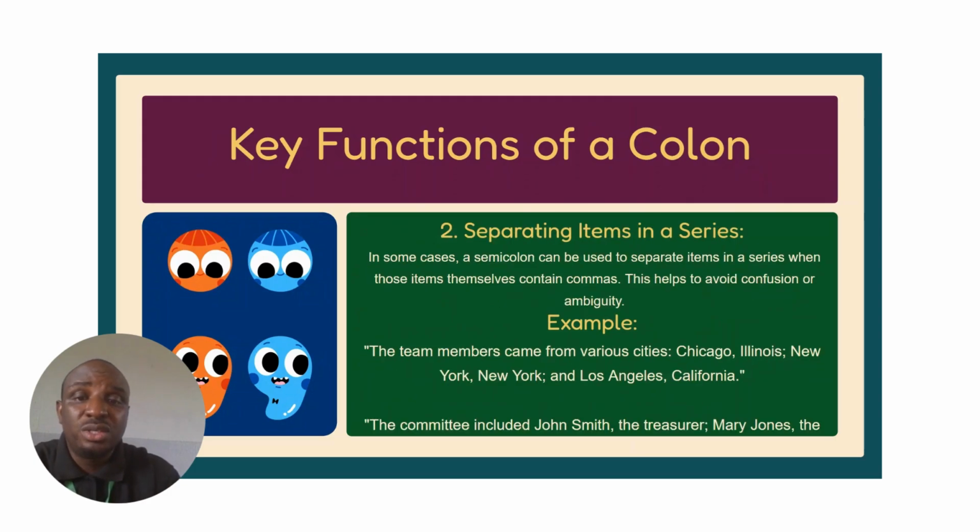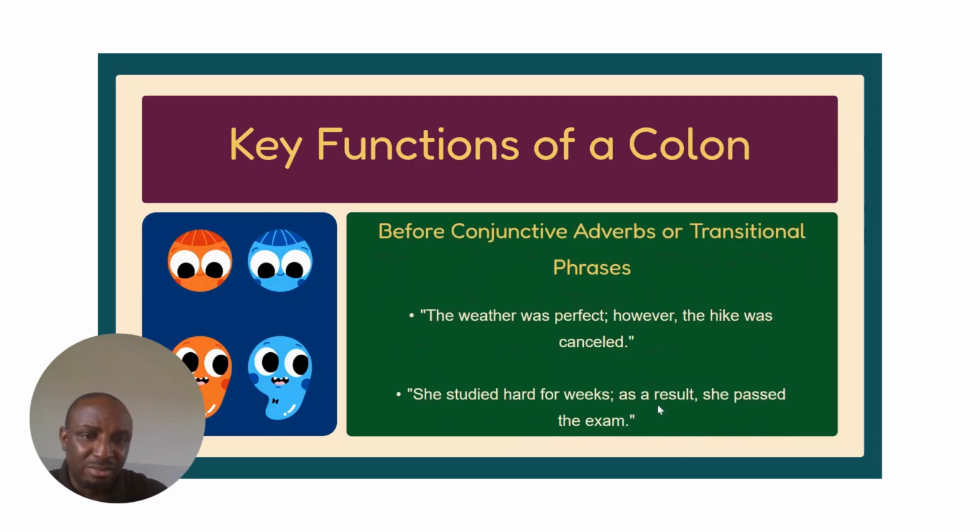Then we use semicolons to separate items where there are commas, and to avoid ambiguity. You can see a colon here. The team members came from various cities. We have a colon here stating the cities. Then a semicolon is used here to state another series of cities. Then the committee included John Smith, comma, his title was stated, then the name followed.